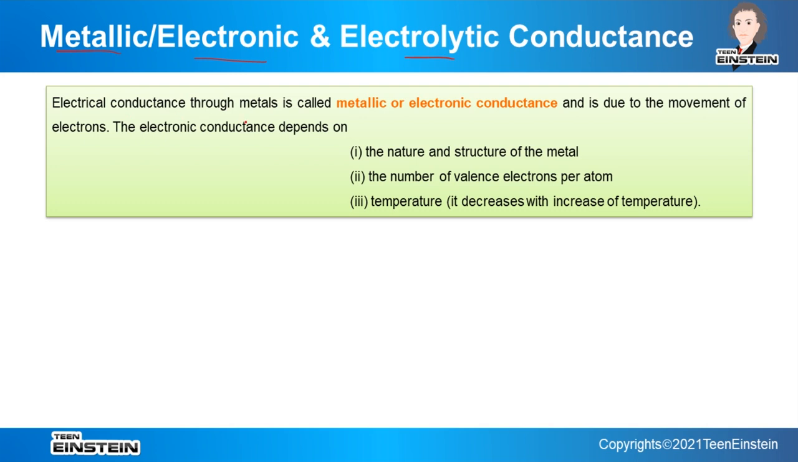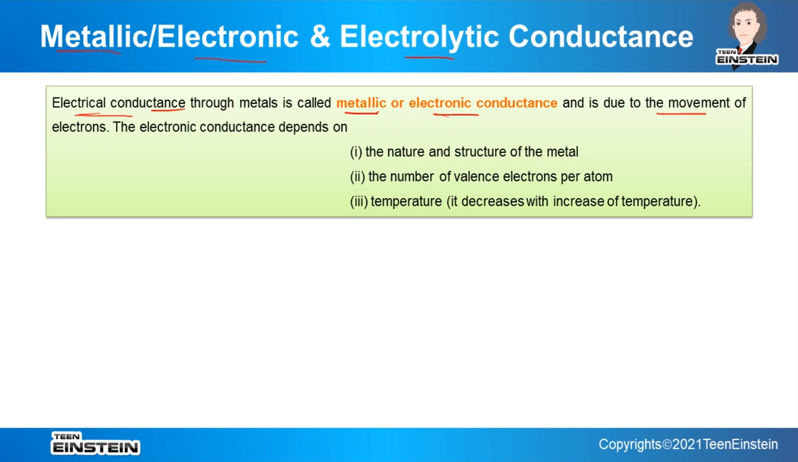Electrical conductance, that is a common term. Now electrical conductance may be through metals or some electrolytic solution. When it is through metals, it will be called metallic or electronic conductance. Why is the name electronic conductance? Because in the metals there is presence of electrons, and because of the movement of these electrons, we are getting this electrical conductance. So that is why metallic conductance is also called electronic conductance.